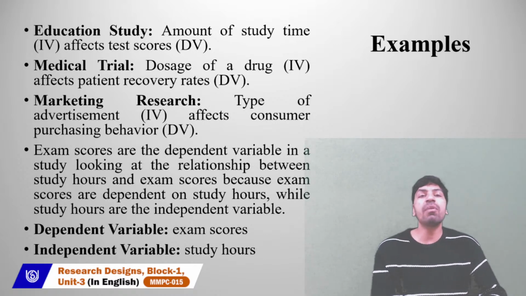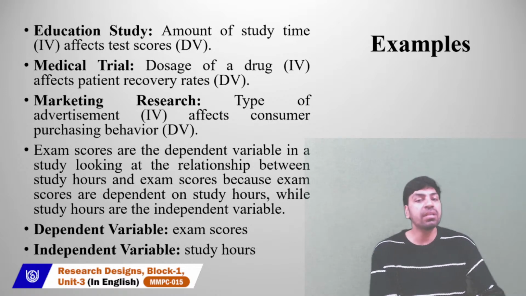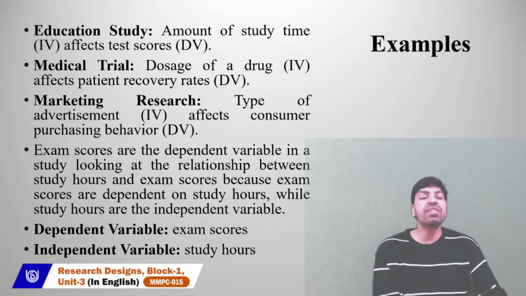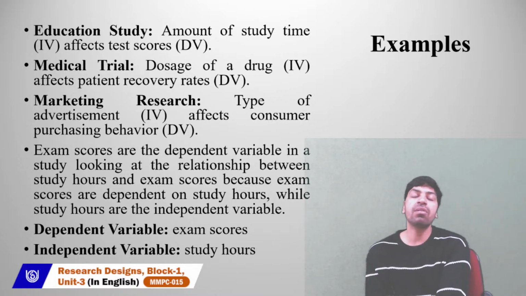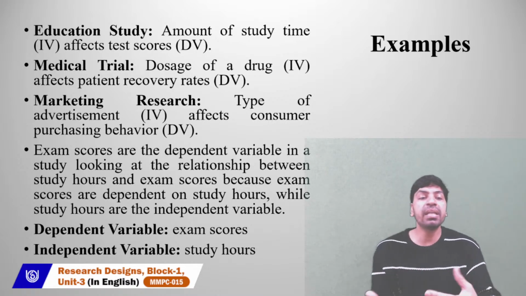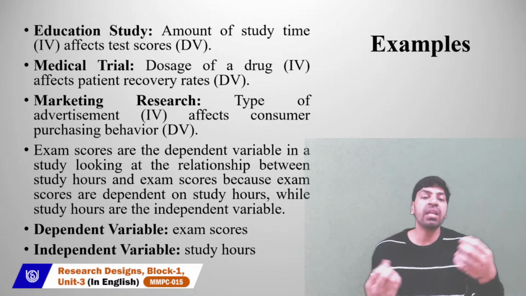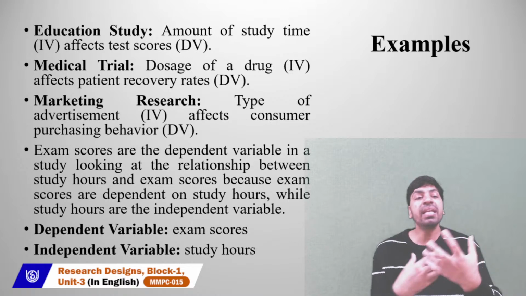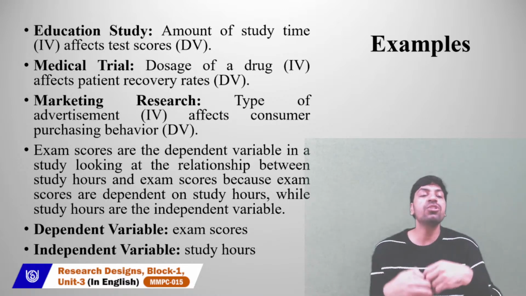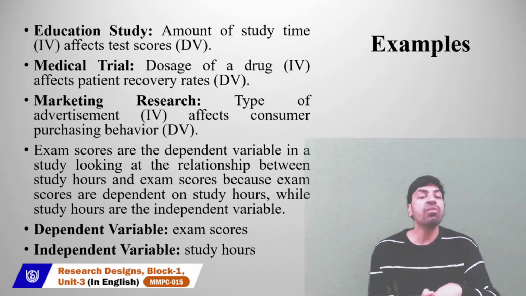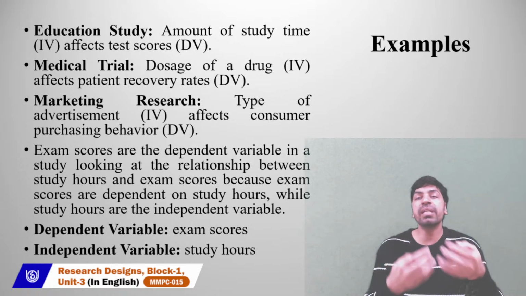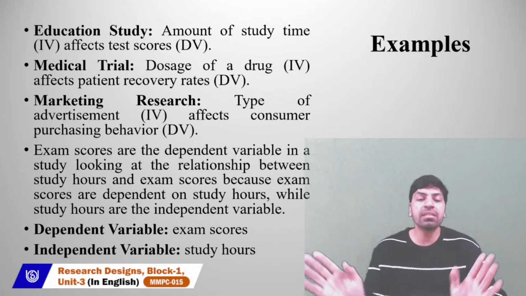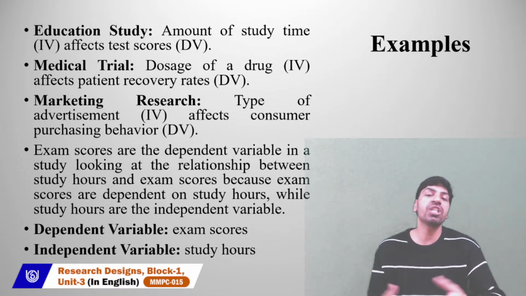Next one is when we talk about any marketing area or marketing research. The type of advertisement affects the consumer buying behavior. So what is a dependent variable? What is an independent variable? The type of advertisement is something no other variable could harm. That is a choice of the particular researcher. But ultimately, if we choose the type of advertisement, it affects many variables, like consumer purchasing behavior.